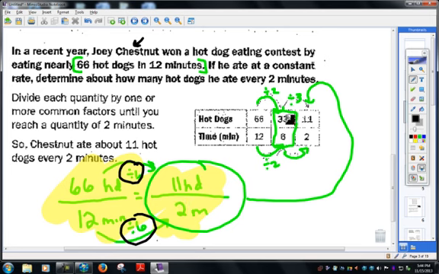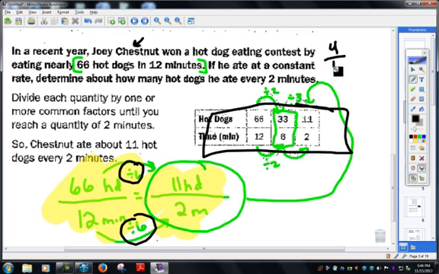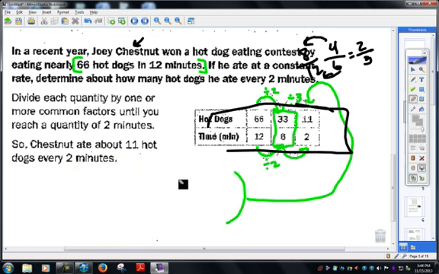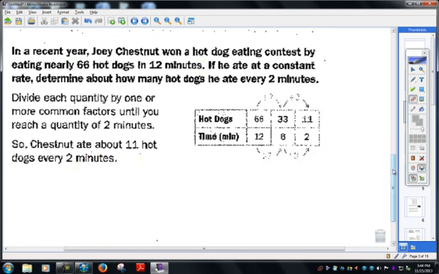We didn't even really need this, but it's kind of nice to know, okay, so we know that he's eating 33 hot dogs in 6 minutes, or 11 hot dogs in 2. Those are all equal ratios. That's what I'm trying to get you guys to see. Just like the ratio 4 to 6 is the same as the ratio 2 to 3, or the ratio 8 to 12. Okay, they're all the same. You're doing the same to the top and the bottom. They all equal each other. Okay, they're proportional.